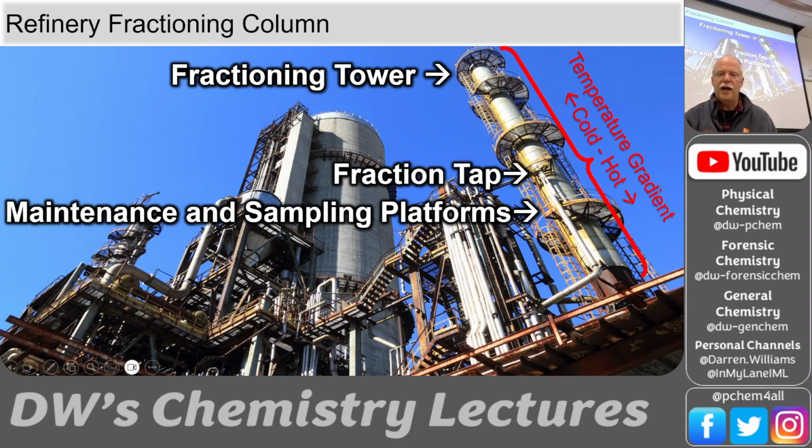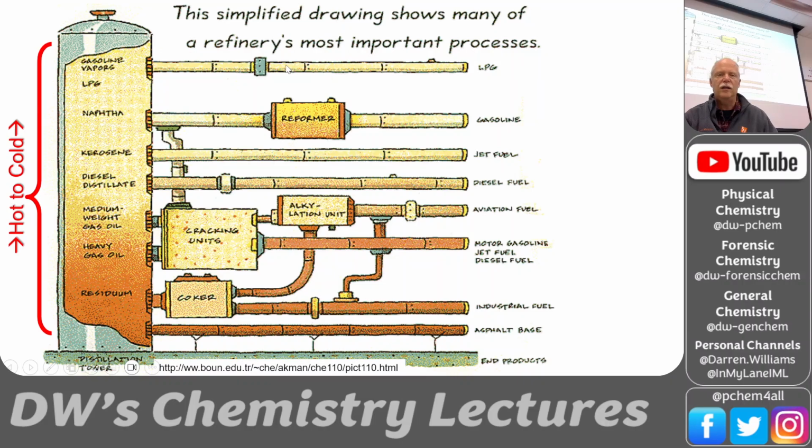And then here's a fraction tap coming off. This one does not seem to have a lot of taps on it, so it's maybe just a particular separation that just has two fractions that they're interested in. But here's a simplified drawing of most of the important processes at a refinery. Up here at the top, these gasoline vapors are liquid petroleum gases. So, if you get a butane lighter, you can see that little liquid down at the bottom. That's butane.